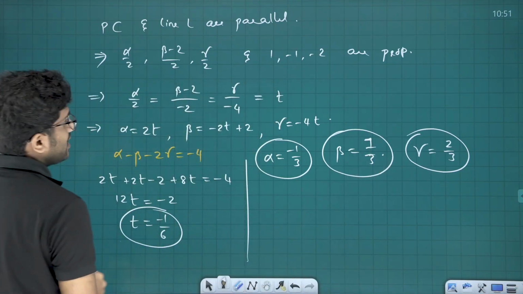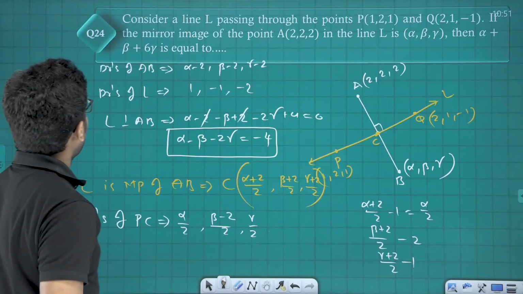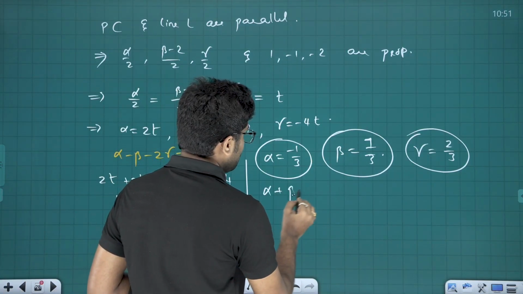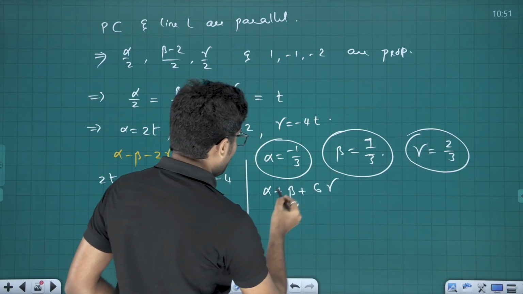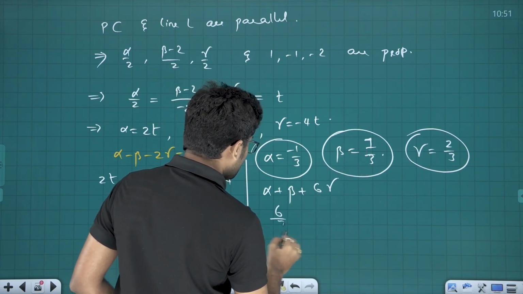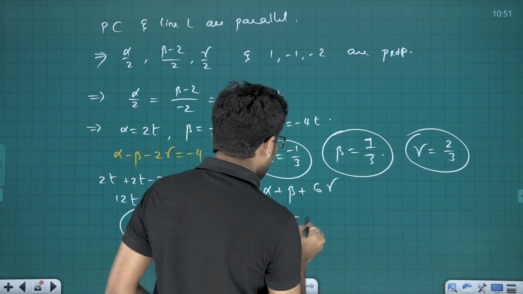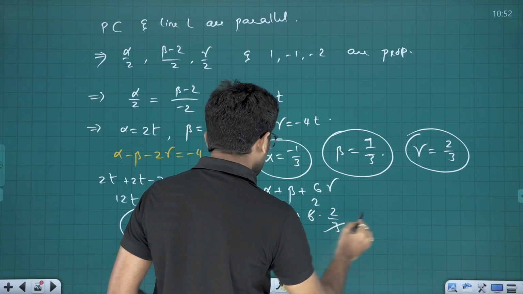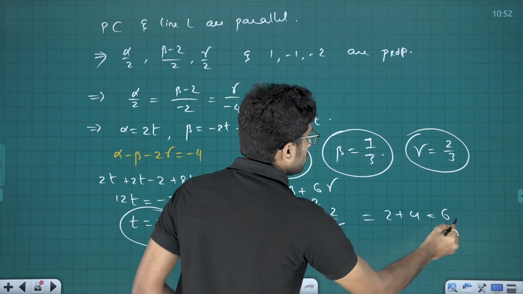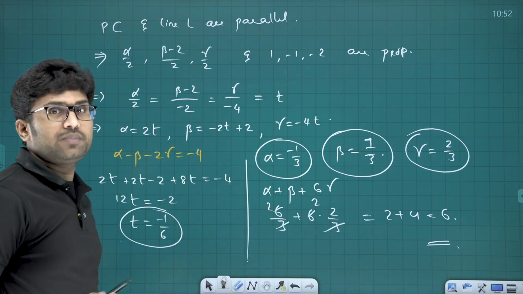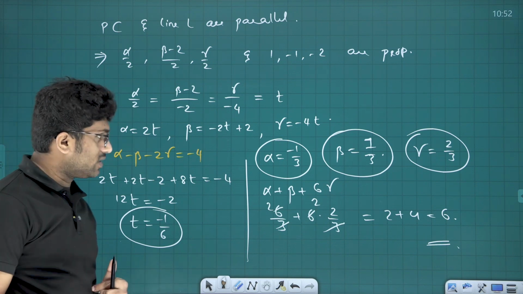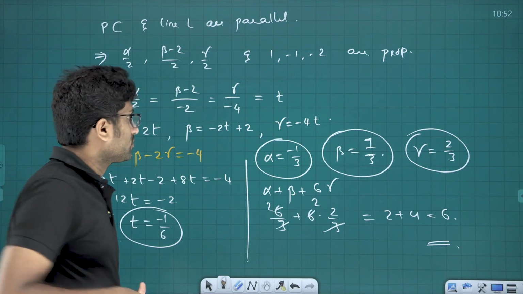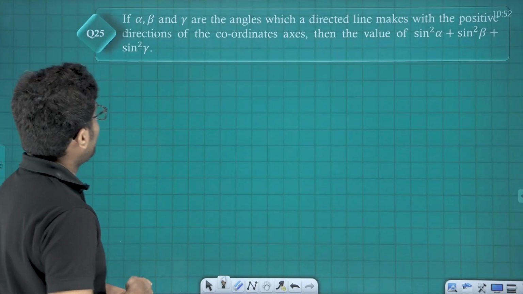So now what are they asking us to find? They are asking us to find the value of alpha plus beta plus 6 gamma. Alpha plus beta is 6 by 3, that is 2, and 6 times gamma is 6 times 2 by 3, that is 4. So 2 plus 4 is equals to 6 friends. Alpha plus beta plus 6 gamma is equals to 6. Clear?